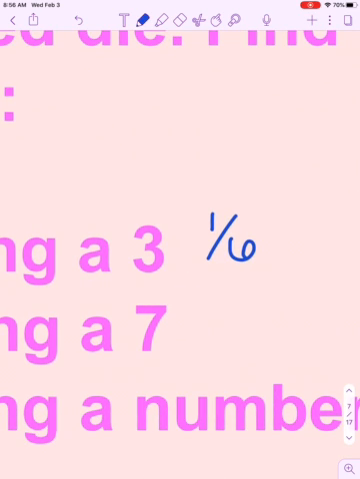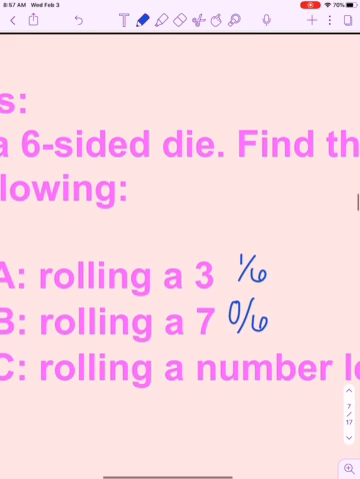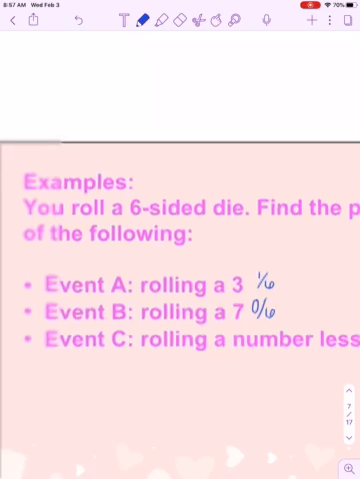Event B is rolling a 7. How many 7s are on a die? None. Out of how many sides? 6. There's a 0% chance of rolling a 7. It doesn't even exist.